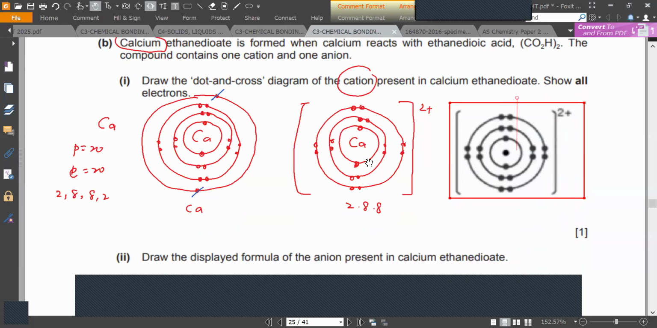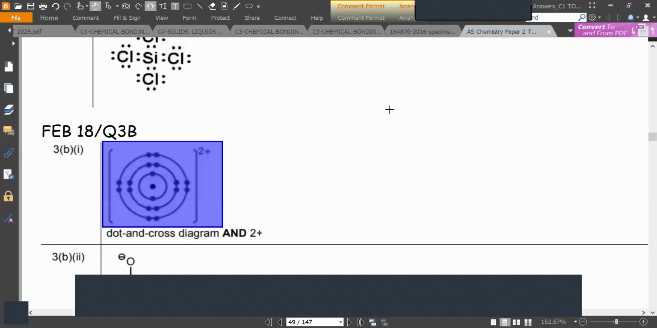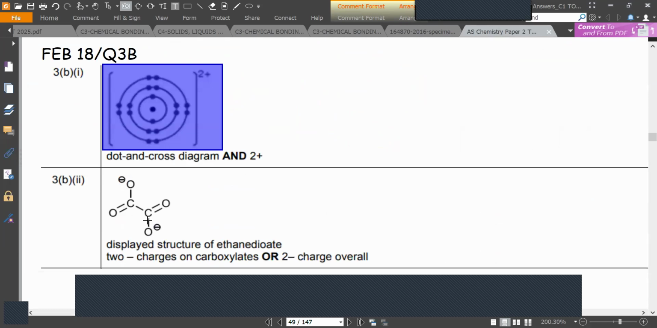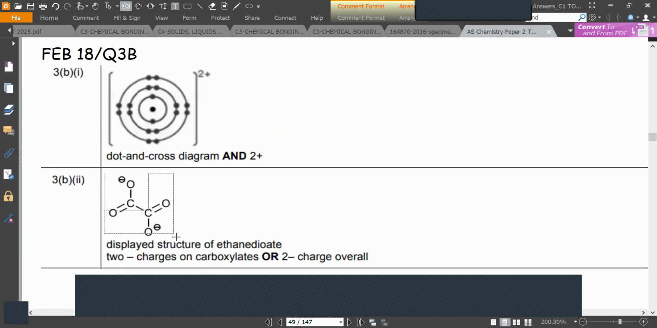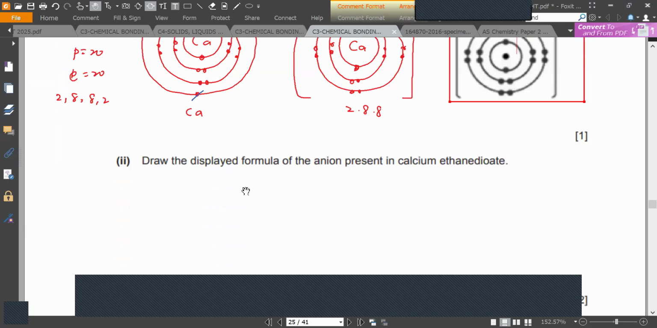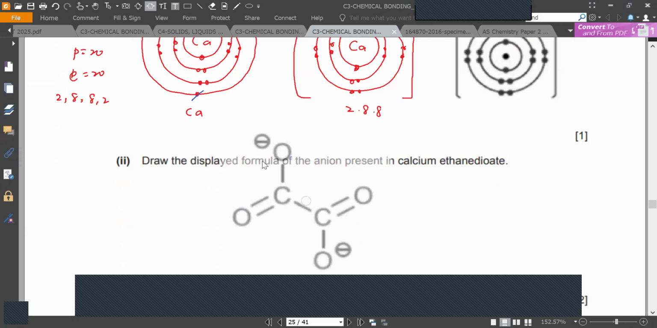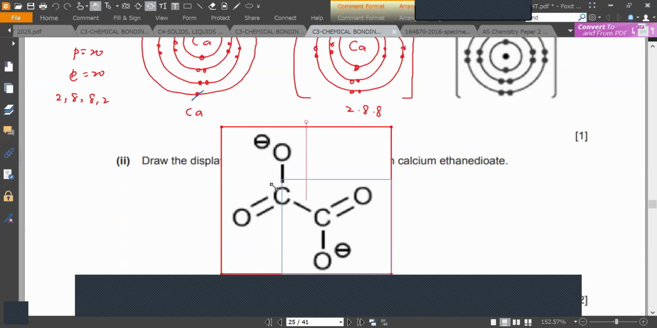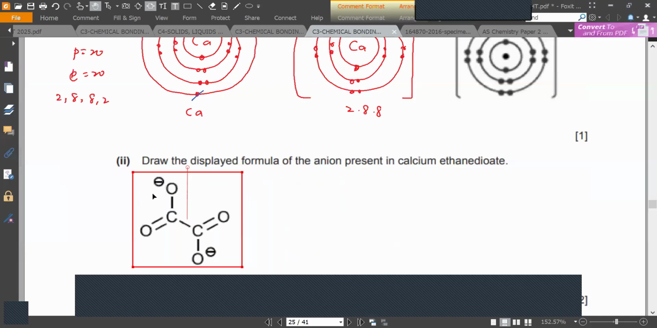Draw the displayed formula of the anion present in the calcium ethanedioate. This part we will learn more in organic chemistry. At this moment, we just know it looks like this. So the dioate ion looks like this.